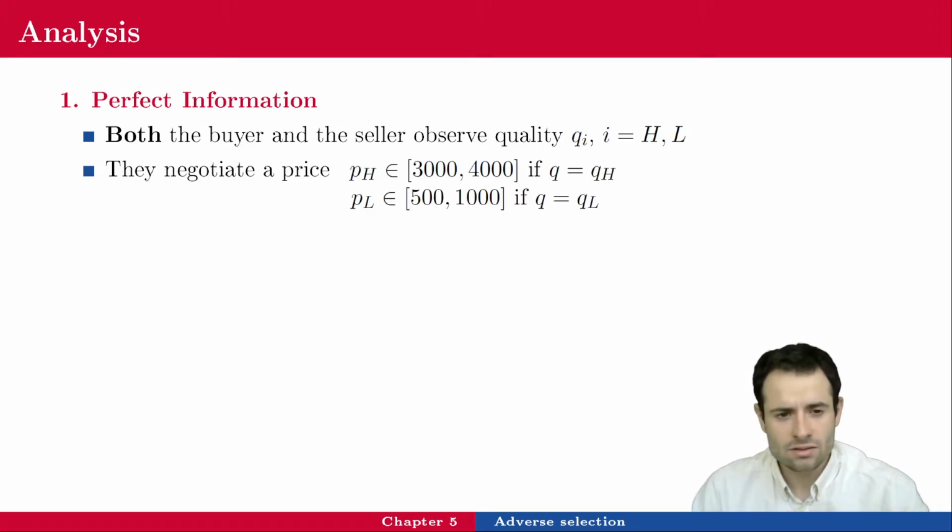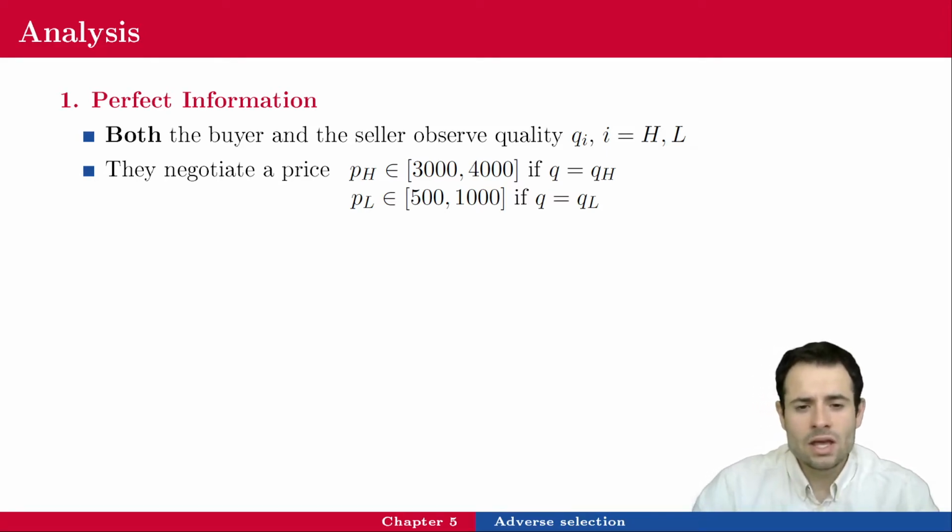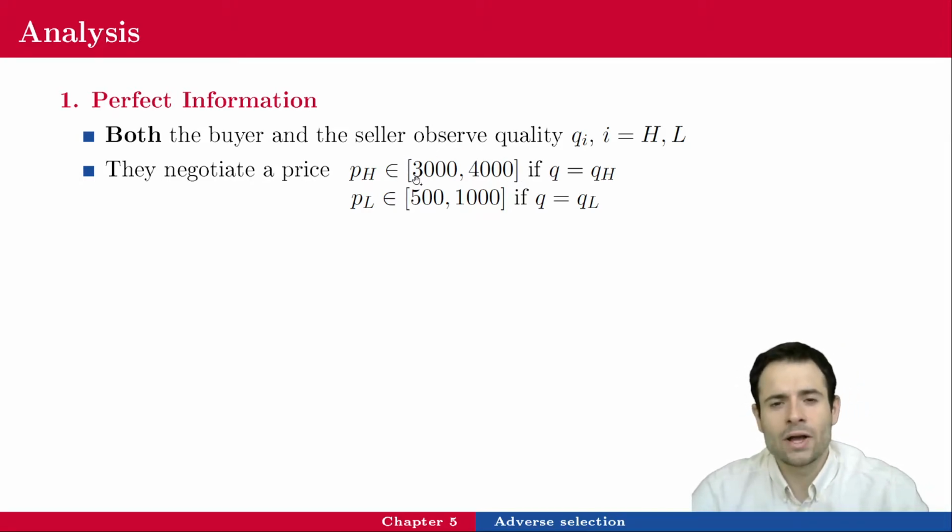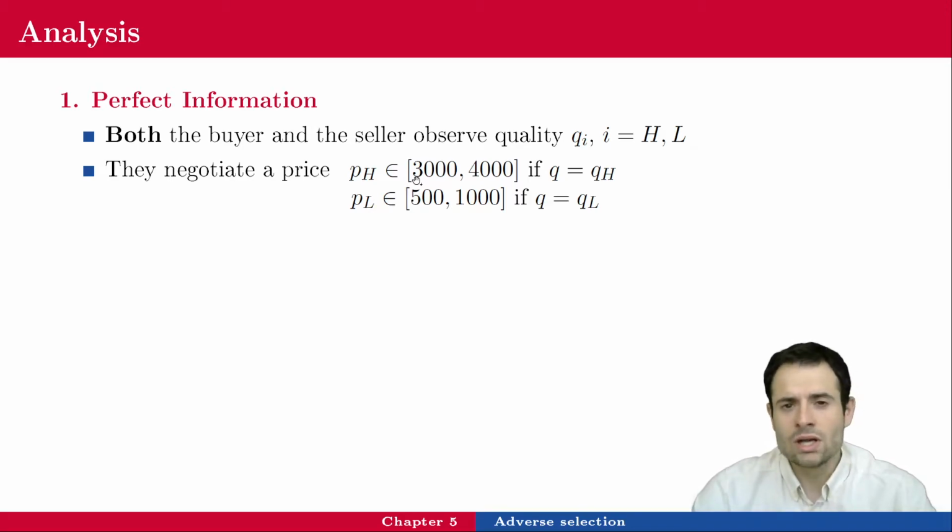Well, in this case, they can simply negotiate a price that is going to depend on the quality. If the car is a good car, then any price between $3,000 and $4,000 is a price that both the seller and the buyer will mutually agree upon. More than $3,000 is good for the seller, and less than $4,000 is good for the buyer. If instead the car is a lemon, then any price between $500 and $1,000 should do the deal.